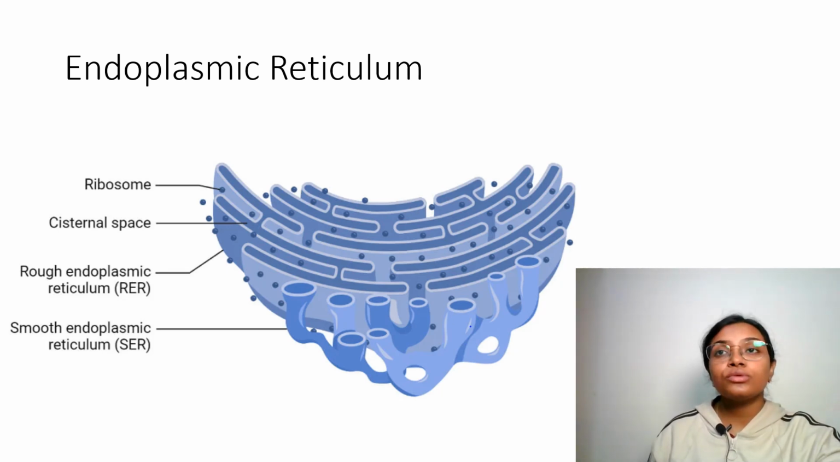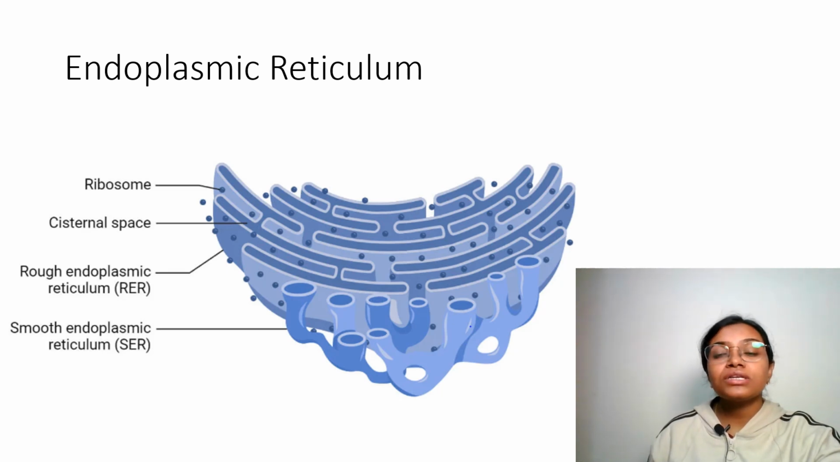Functions of smooth endoplasmic reticulum are: it synthesizes essential lipids such as phospholipids and cholesterol. Smooth ER is also responsible for the production and secretion of steroid hormones. It is responsible for the metabolism of carbohydrates. Smooth ER stores and releases calcium ions. These are quite important for the nervous system and muscular system.